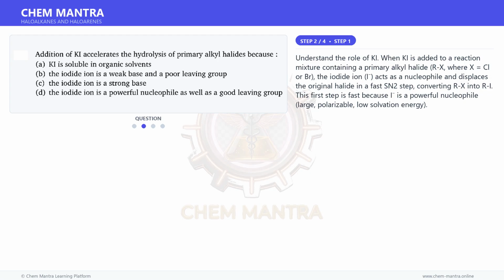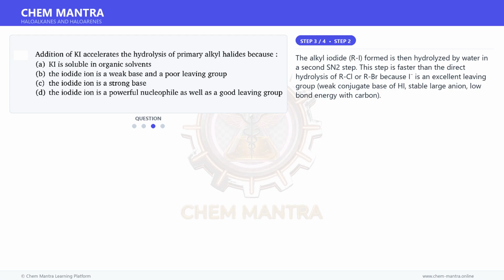Moving on to the next step. Understand the role of KI. When KI is added to a reaction mixture containing a primary alkyl halide, RX, where X is equal to Cl or Br, the iodide ion, I-, acts as a nucleophile and displaces the original halide in a fast SN2 step, converting RX into RI. This first step is fast because I- is a powerful nucleophile: large, polarizable, low solvation energy.